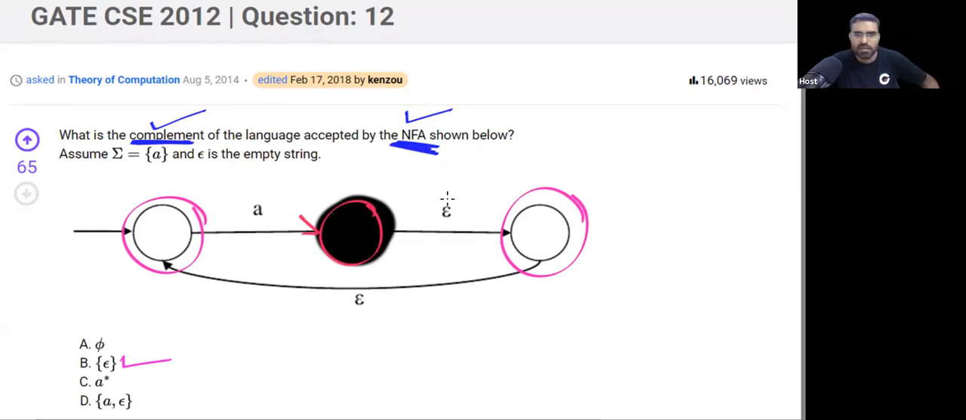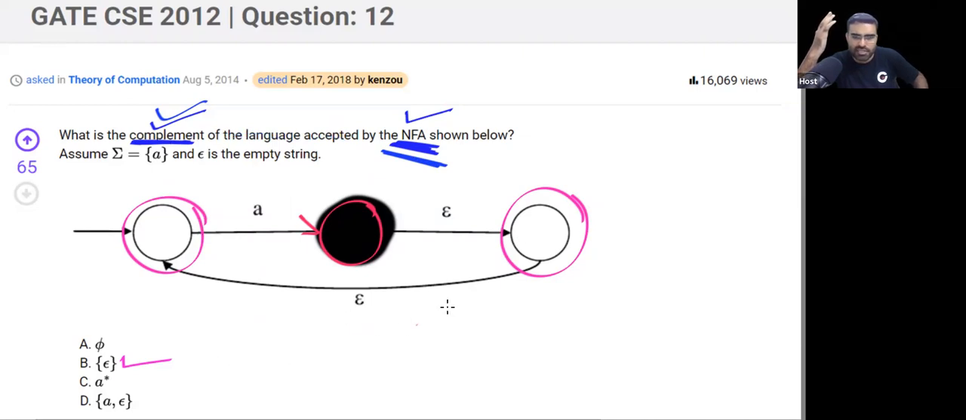Let me tell you, most students who fail in the exam have this type of habit. They don't read the question carefully. Many students who fail in the GATE exam will not read the question carefully. They will read only some words. For example, they will see NFA. They will see complement. They will not see the remaining words. They will directly do this.